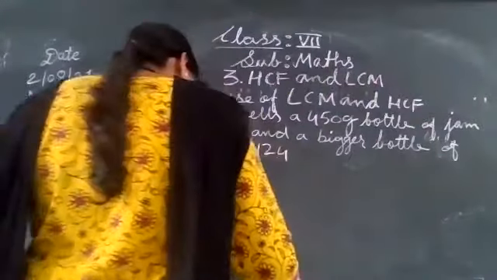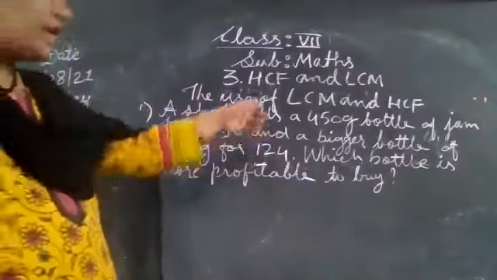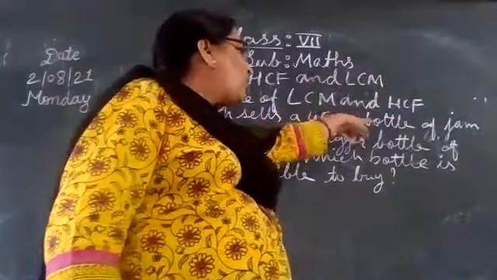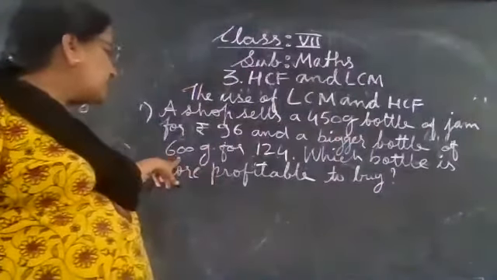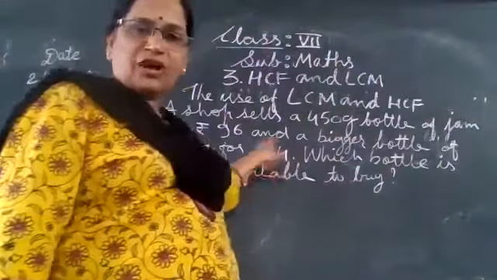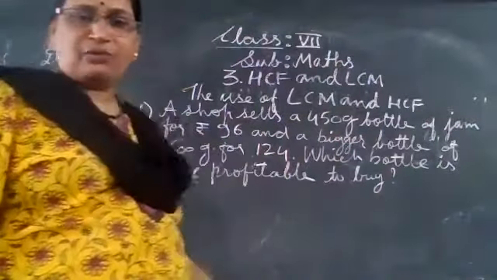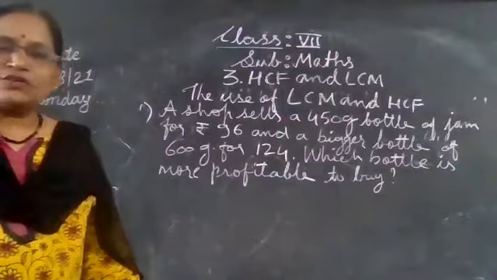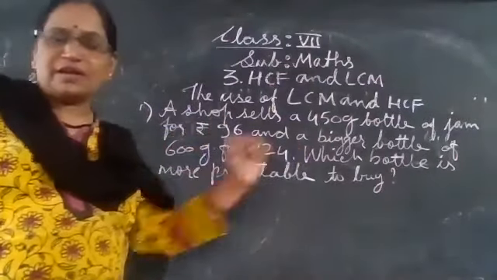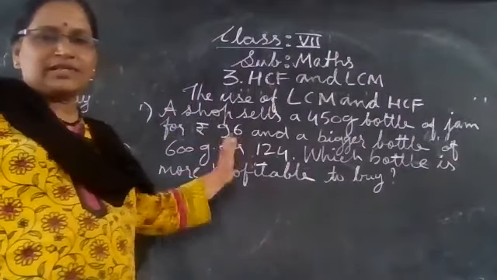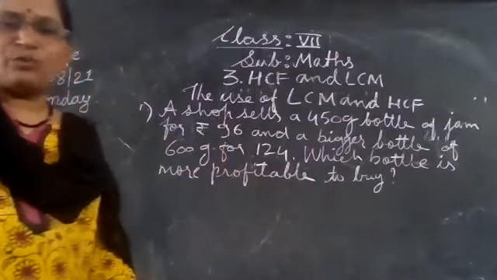Okay, so what is the question, beta? The price of 450 gram is 96 and the cost of 600 gram is 124. So which one is more profitable, 450 gram or 600 gram? So let us see, you can find the answer of this by the unitary method. Unitary method means we will get the cost of 1 gram, and then we compare which one is more profitable.